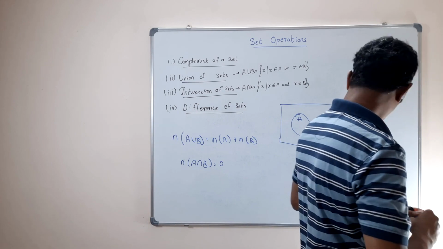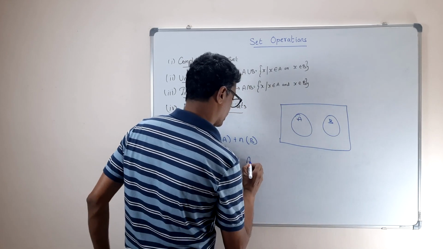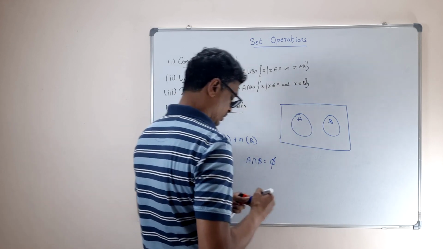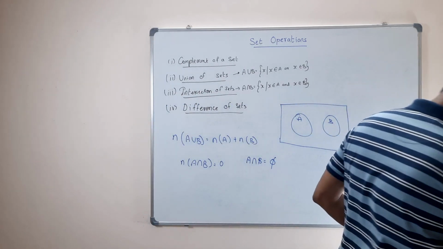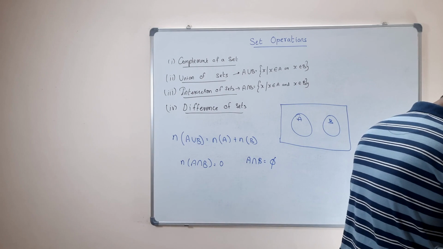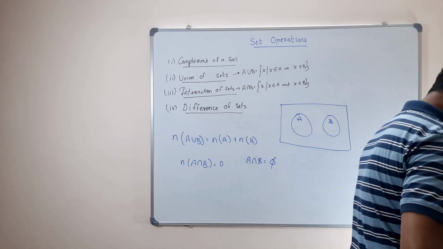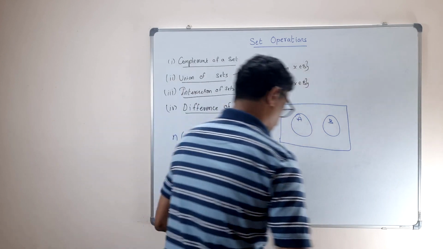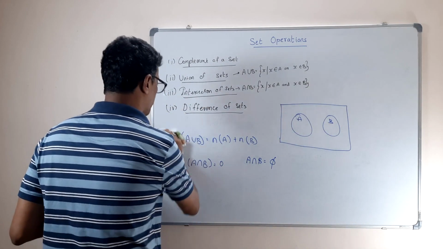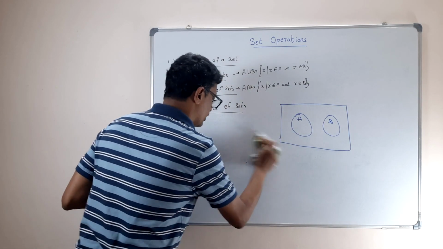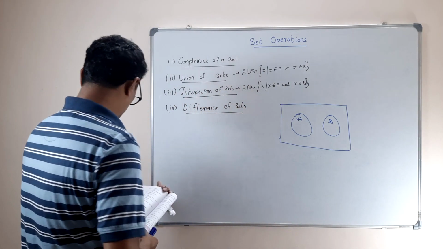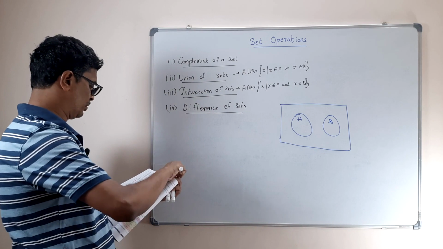Because your A intersection B, for disjoint sets, is nothing but a null set. The cardinality of the null set is 0. That we saw yesterday itself. Okay, so now let me go to the next property. These properties can all be proved. It's simple. You can think it over also and prove it.